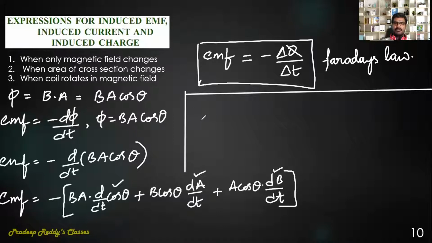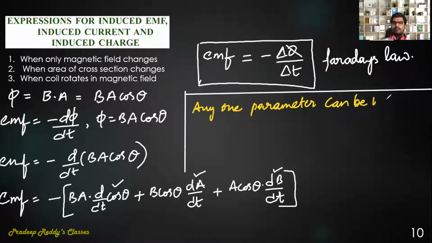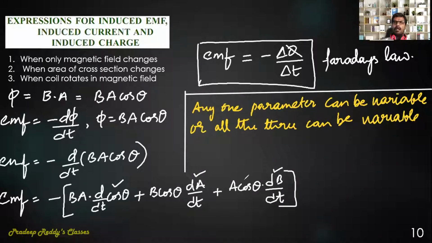Therefore, clearly you should understand that any one parameter can be variable, or all the three can be variable. If any of the three is variable, or even all three are variable, you will be getting EMF.